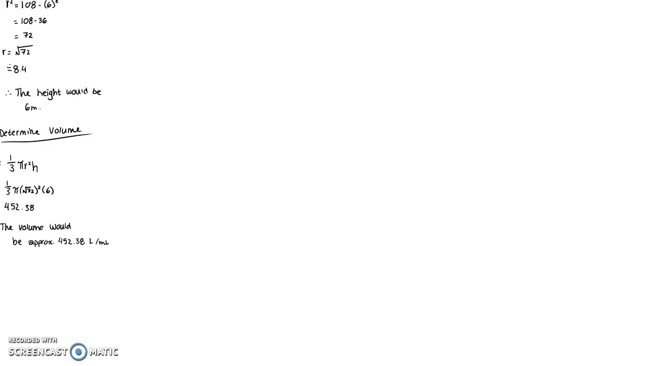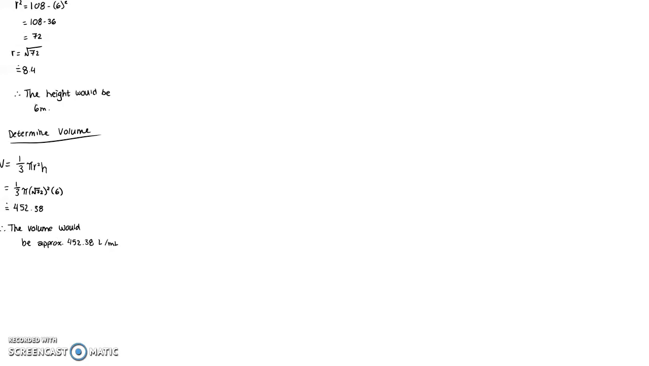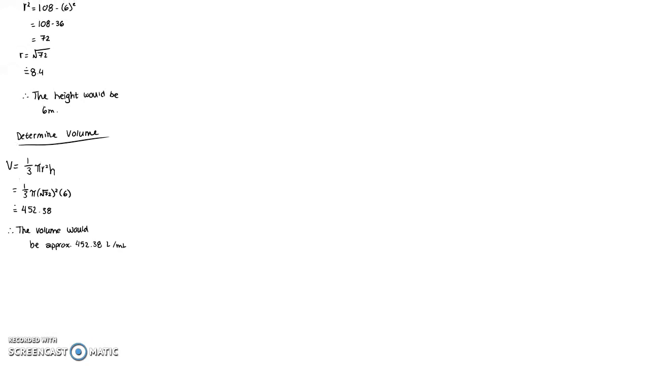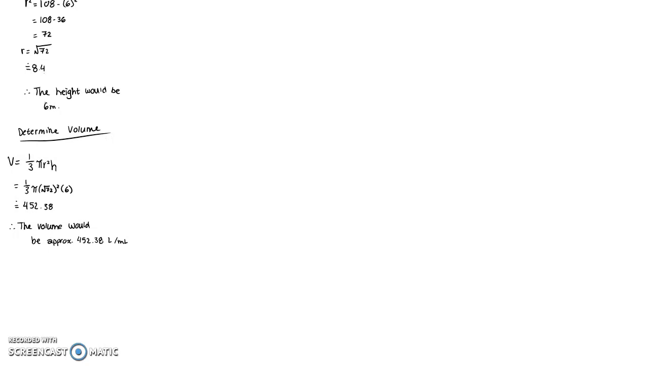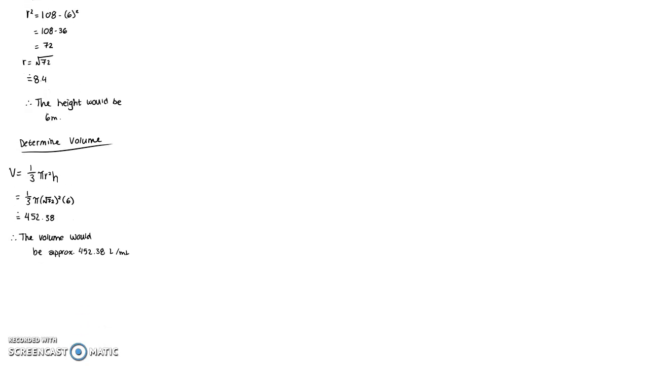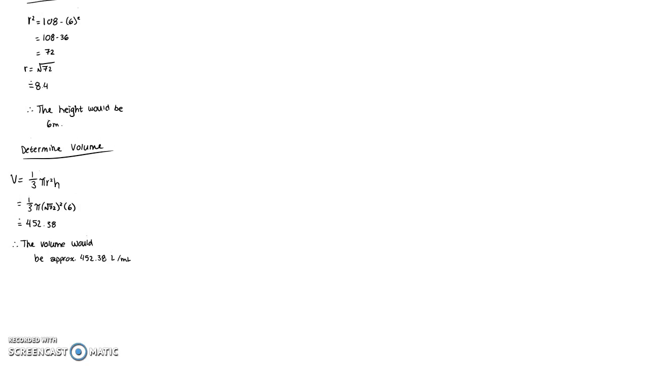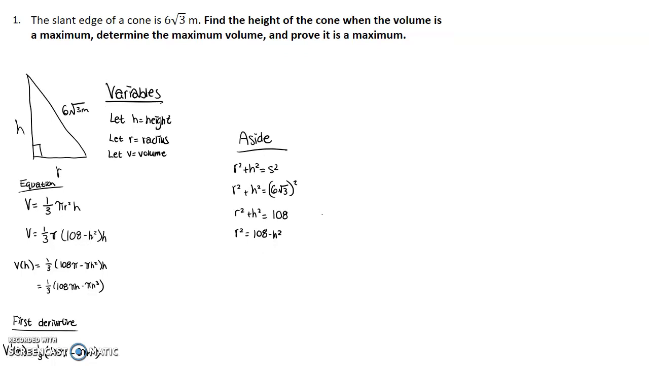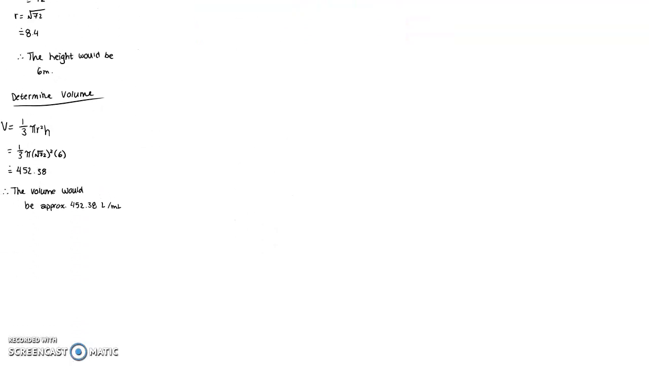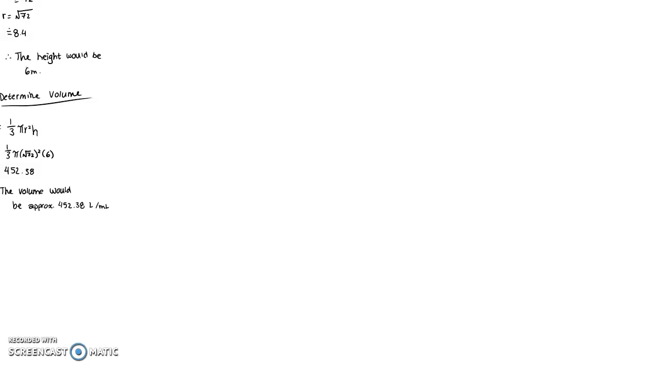So the volume is equal to 1/3 pi r squared h, as I said before, and then I subbed in my numbers for r and h. I did sub in square root of 72 here instead of 8.4, just so I would get a more precise value, and I ended up getting that the answer is approximately 452.38 as the volume. Since the question doesn't really state if the volume is in liters or milliliters, I just wrote therefore the volume would be approximately 452.38 liters or milliliters, and that would just depend on the question since that unit was not given. And yeah, that is my answer for the second question.